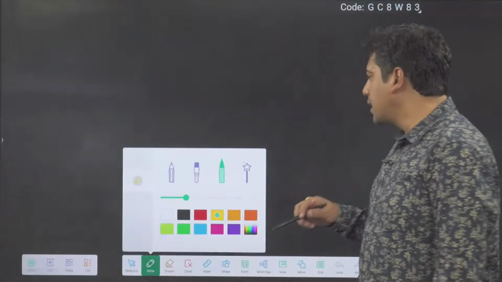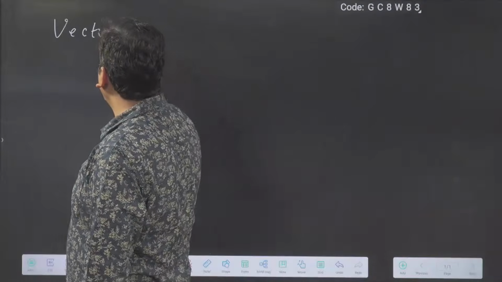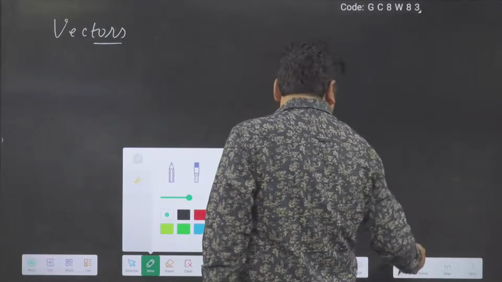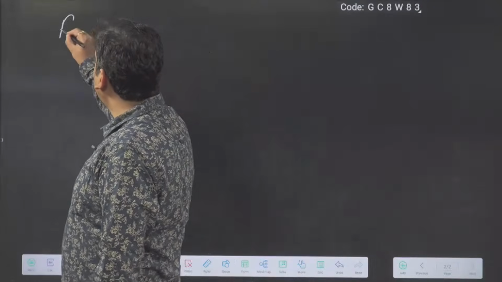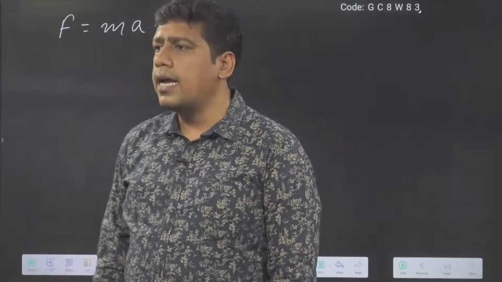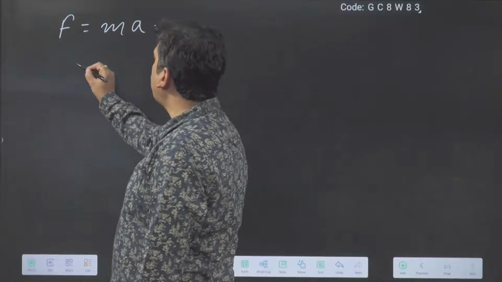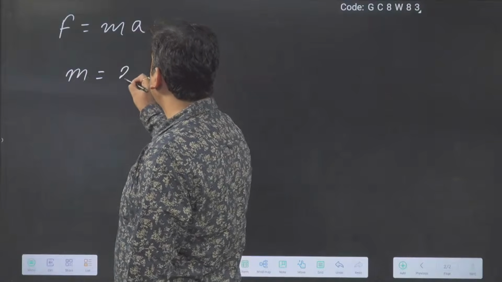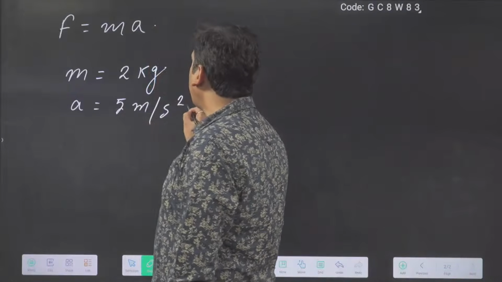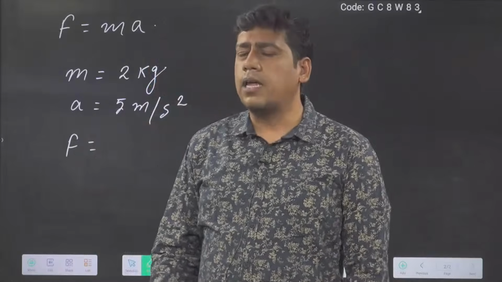Now please understand, I have to teach you vectors. Before going to vectors, please understand why mathematics is important for physics. If I give you Newton's second law, F equal to ma, this much physics everybody knows. If I give you a very simple question: mass of a block is 2 kg, acceleration of the block is 5 meter per second square. Calculate the net force acting on the body. What is the answer? Come on, tell me first.